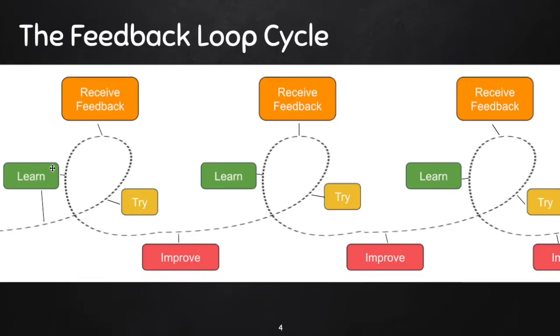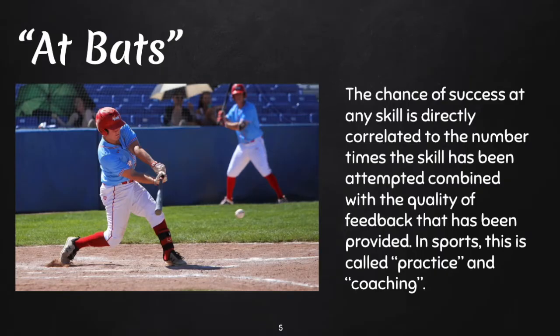We want to be in the cycle where students are learning in the classroom, and then they try a skill, they receive feedback on it, and they learn from that feedback and improve. And then they try it again, and they receive feedback, and they learn from that feedback and improve, and so on. So they continue along this cycle, and this is the feedback loop cycle that enables students to be successful at things.